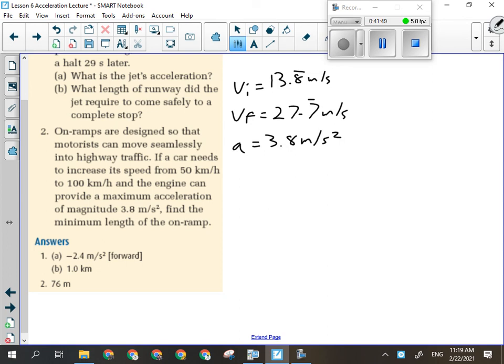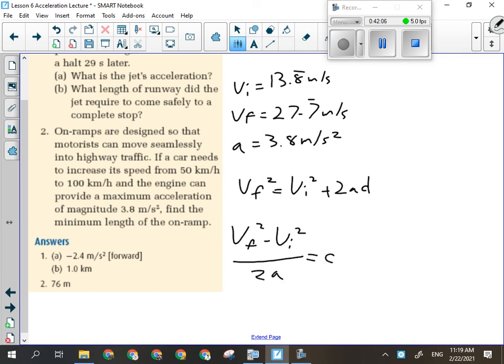So we're looking for D here, and I would say this is the formula that we want to use. VF squared equals VI squared plus 2AD. Looking for D here, so the first thing I would do is subtract VI squared over to the other side, and then divide both sides by 2A. That'll give me D. What do you suppose the most common mistake is when using this formula? Yeah, just like I did on the last question. They forget the square. They forget to punch the square in.